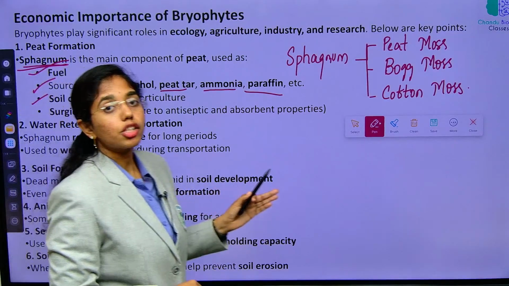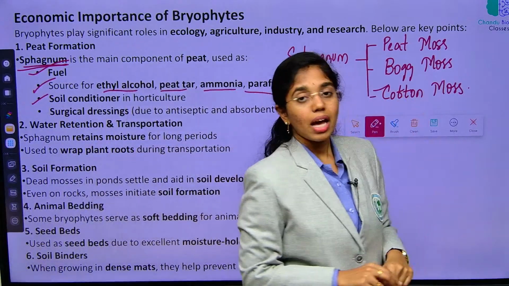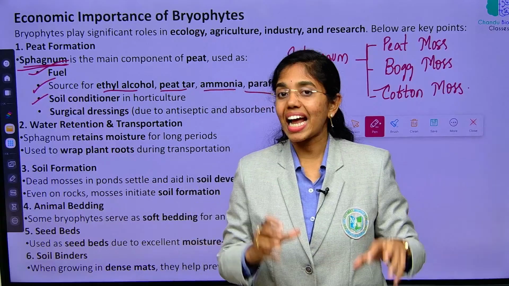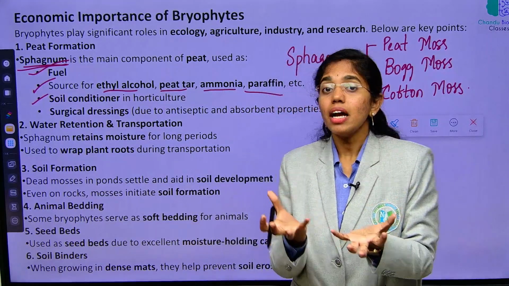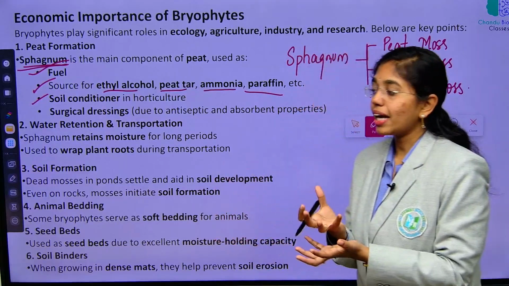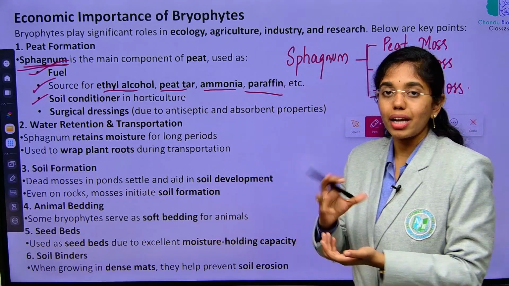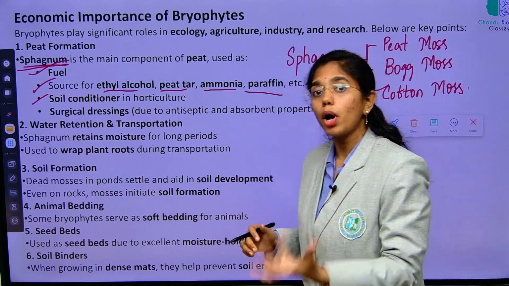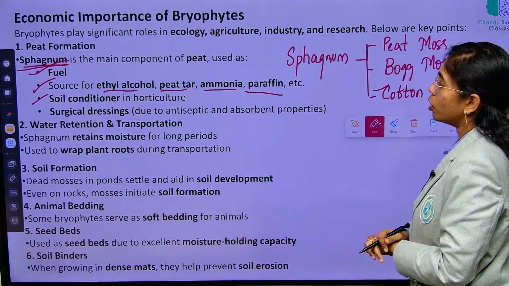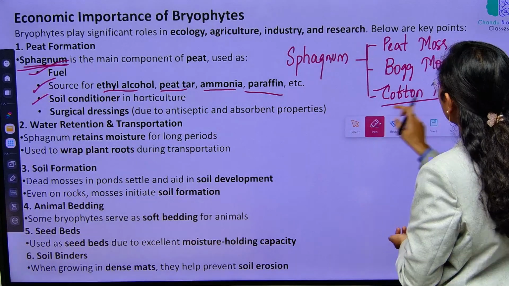That is the reason it is also known as cotton moss. Sphagnum is used for the transshipment of commercially important plants, as it can absorb water. It can be a good conditioner for water, and it makes transshipment of commercially important plants easy. So, it is also known as cotton moss.